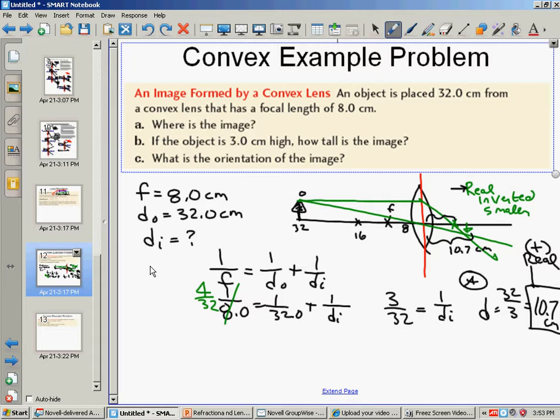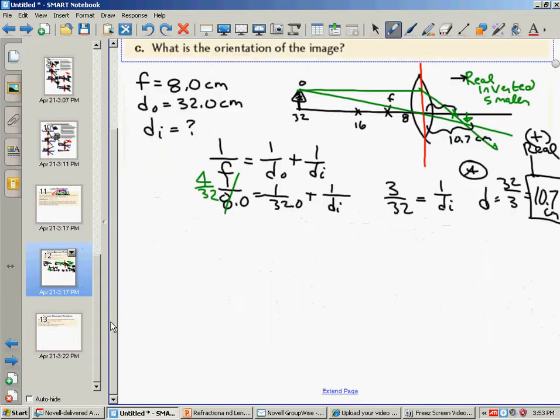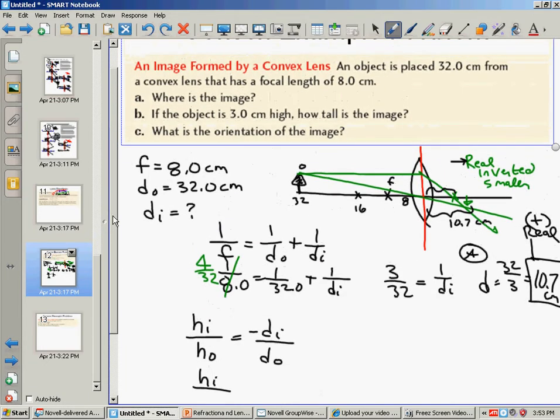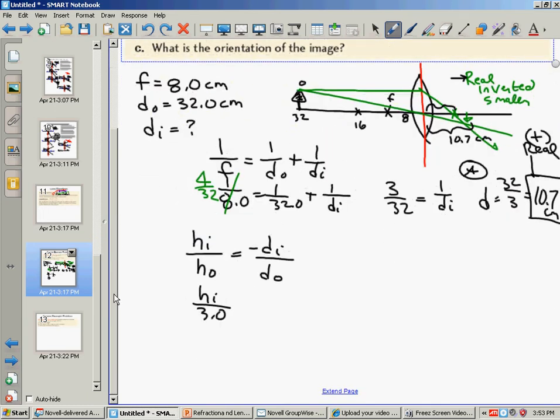Part B, if the object is 3 centimeters tall, how tall is the image? So what I'm going to do is take my magnification equation. hi over ho equals negative di over do. The height of my image is what I'm looking for. Height of my object is 3. The distance to my image was 32 over 3. I'm going to put it back in that form because you're going to see how kind of clever this works out. And then the distance to my object was 32.